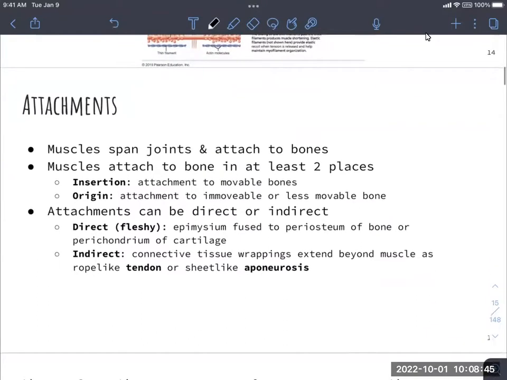So we kind of talked about attachments. Every muscle is going to attach to bone, skin. It may attach to some kind of ligaments that attach to bone or skin, but muscles tend to span joints.